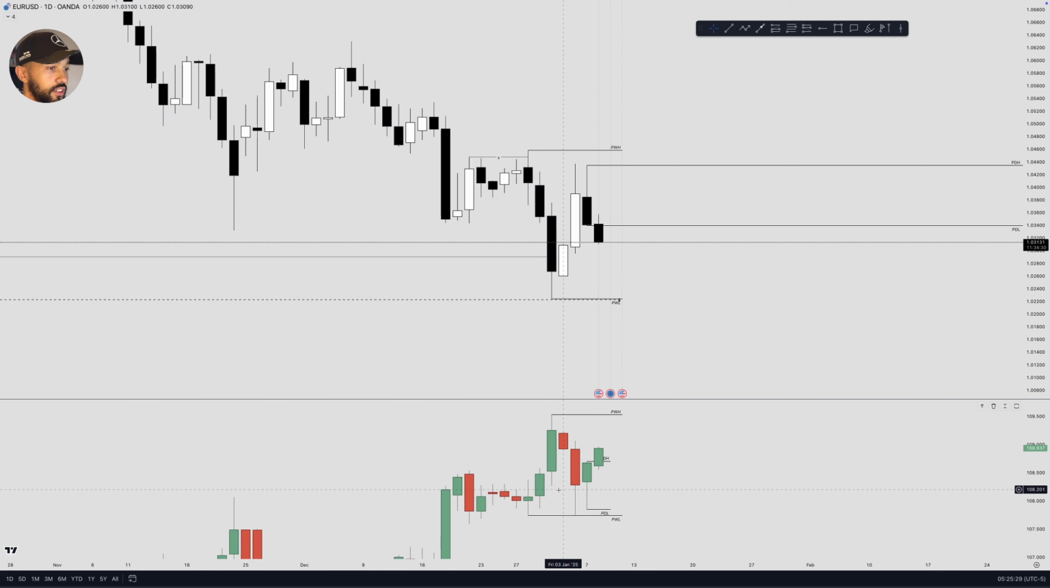Similar, of course, here on DXY, we have that high, higher low, just about, and we may go on to break through that previous weekly high with that bias. So that's enough for the daily. Let's go down to the 4 hour. Let's see what that looks like.